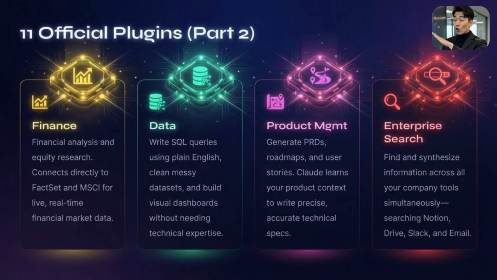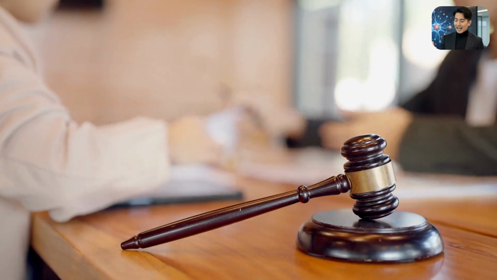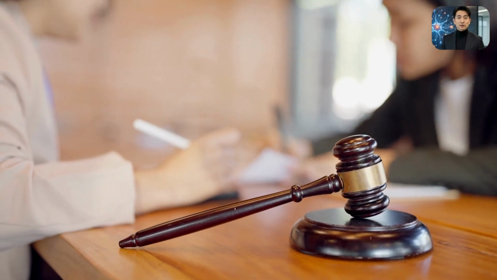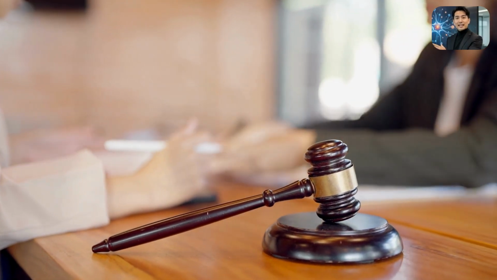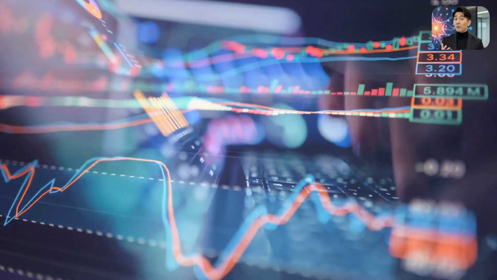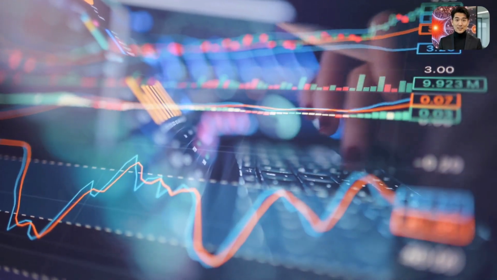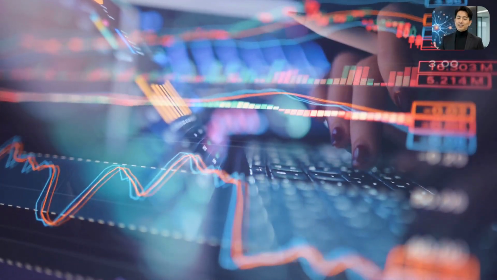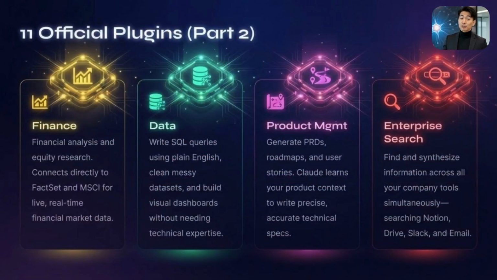Moving on to the highly specialized plugins. The legal plugin analyzes contracts, extracts clauses, and flags risks. It's so powerful it actually disrupted industry stocks when it launched. Finance brings live market data from sources like FactSet directly into your scenario modeling. And the data plugin allows non-technical users to write SQL queries in plain English, clean up messy data sets, and generate visual dashboards effortlessly. There are also plugins for product management, enterprise search, customer support, and bioresearch.